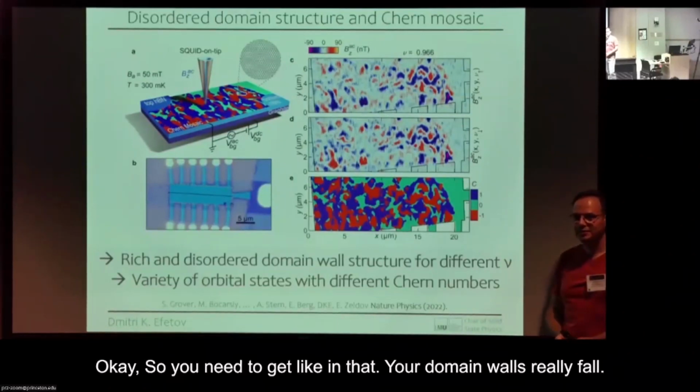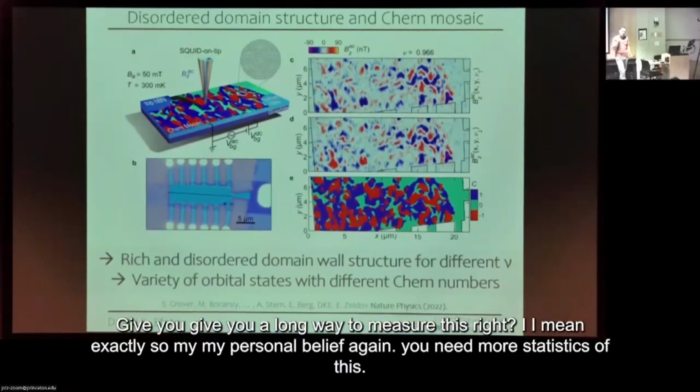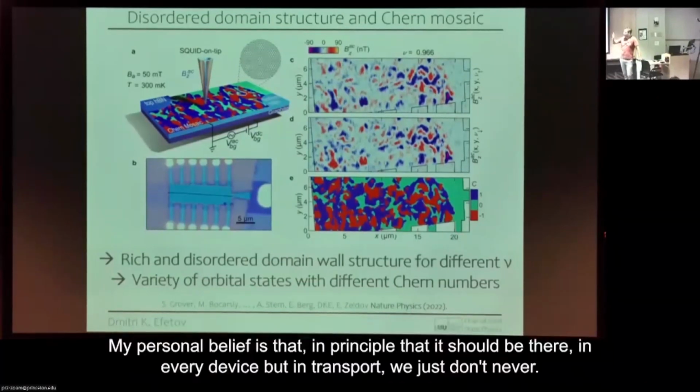Exactly. So my personal belief, again, you need more statistics on this, is that in principle it should be there in every device, but in transport we just don't necessarily see it all the time, right?